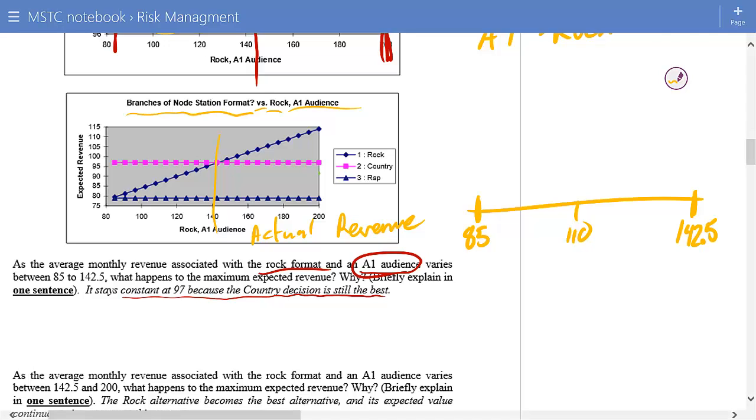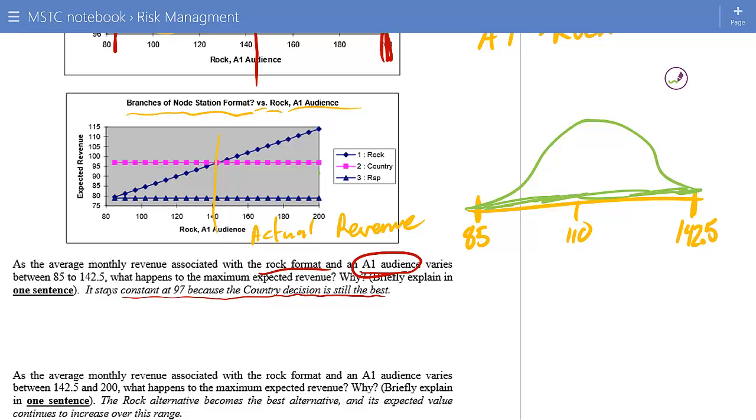And this is what your distribution will look like. As your revenues vary within this bell curve, or it could be a triangle distribution, or a PERT analysis, whatever you want. He's basically saying that up to 142.5, which is this line right here, what happens to maximum expected revenue? It stays at 97 because all of these values are still a suboptimal choice compared to choosing country and targeting country.